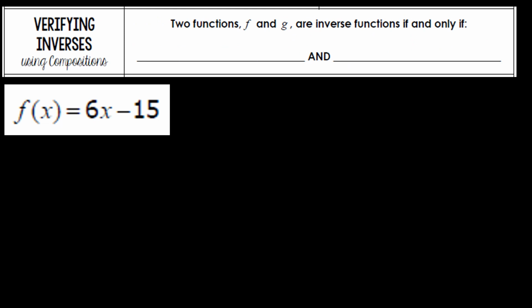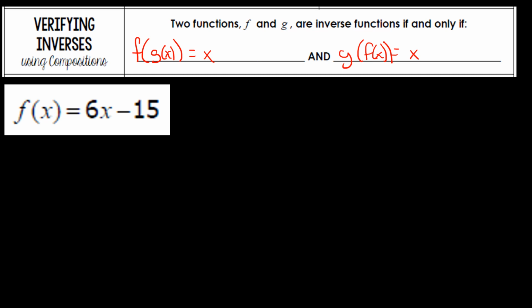All right, so verifying inverses, we did do this way back in Unit 1. It says f and g are inverses if and only if the composition of f of g of x is equal to x, and g of f of x is equal to x as well. In other words, once you solve for the inverse, if you put one equation inside the other, and you get the value of x, well then they were inverses of each other.